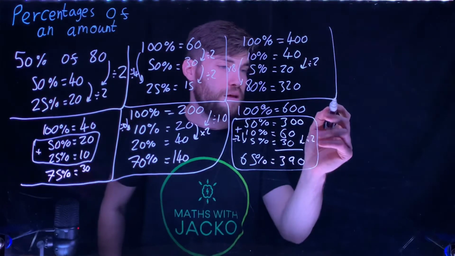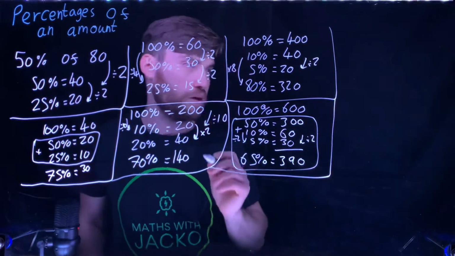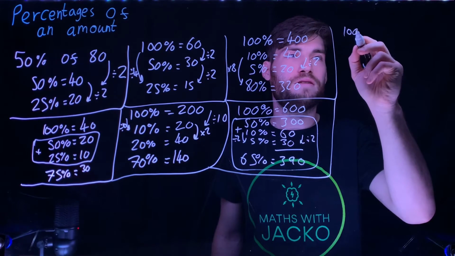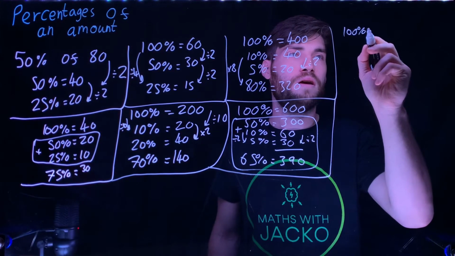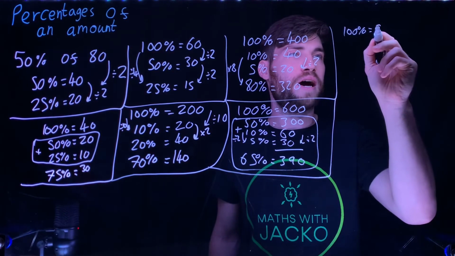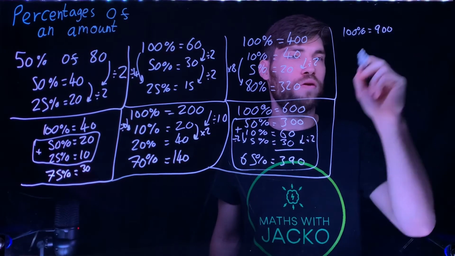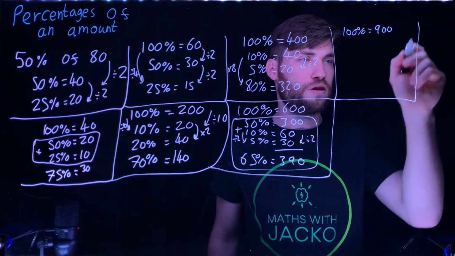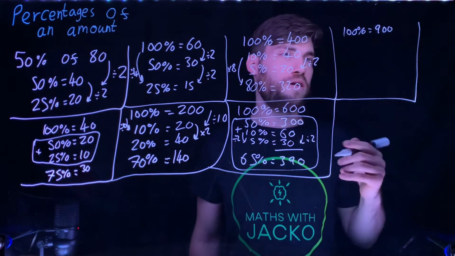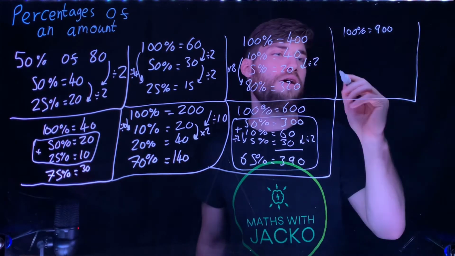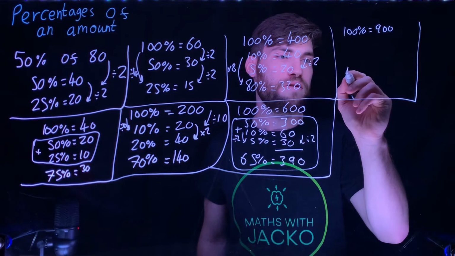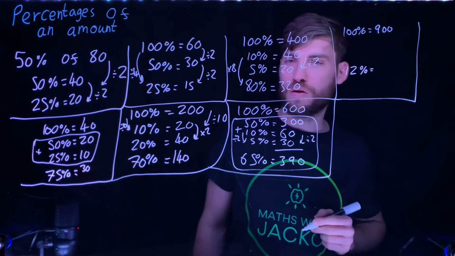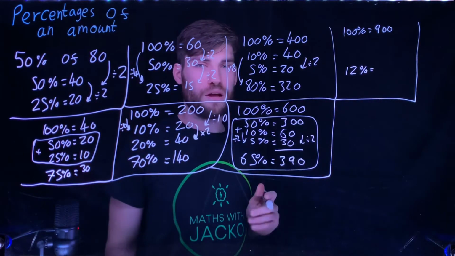Right, the last one I'm going to show you. Okay, so let's go over it. So 100% equals 900. It's the last one I'm going to show you now. And then I'll give you one to try under here, okay? So let's box that off. This is going to be the last example, the last question there. I want to see if you know how to get 12%. Right. So pause the video. Have a go at that.